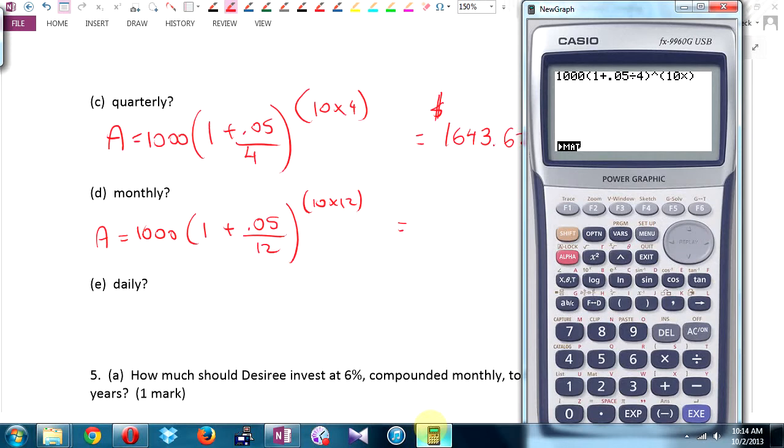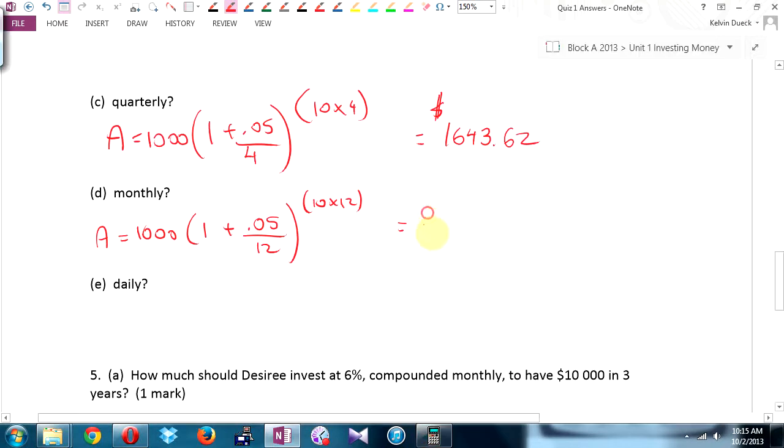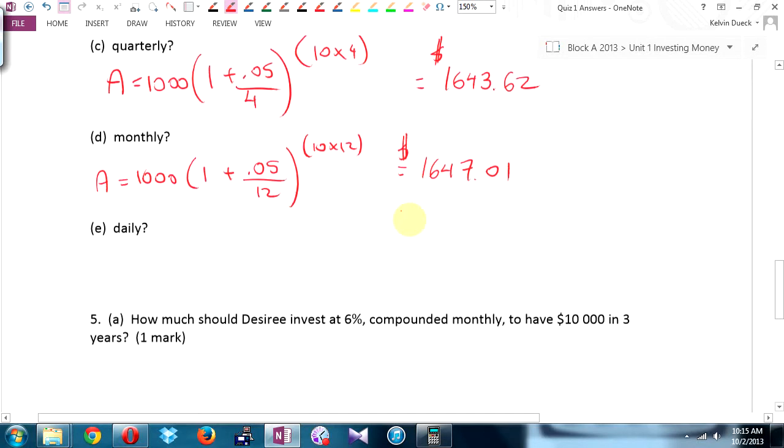That's going to be a 12 because it's monthly, and that's going to be a 12 because it's monthly. Do you get 1647.01? Daily.